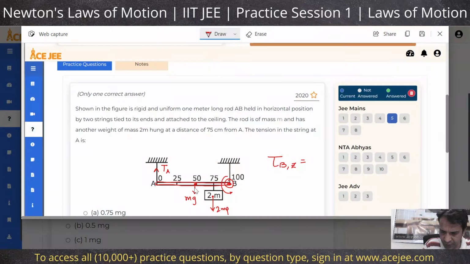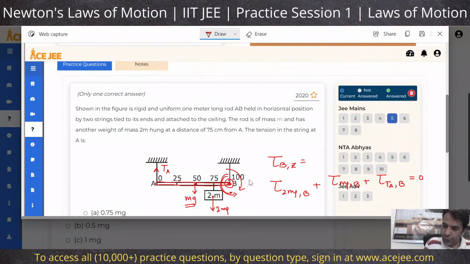This mg is also trying to rotate it like this. The TA is trying to rotate it like this. The net sum of the twisting actions should be 0, right? Which means the torque due to 2mg force about point B plus torque due to mg force about point B plus the torque due to TA about point B, the sum of the three should be 0.